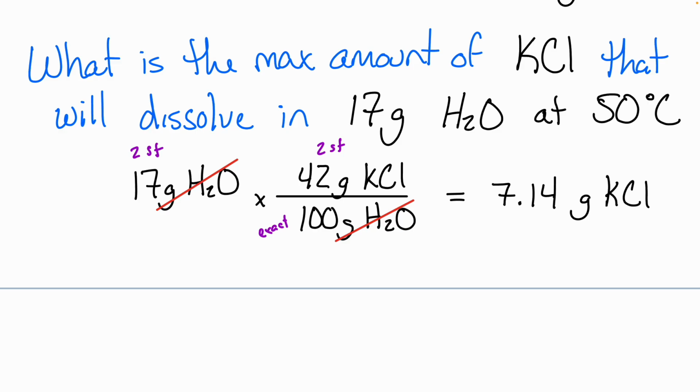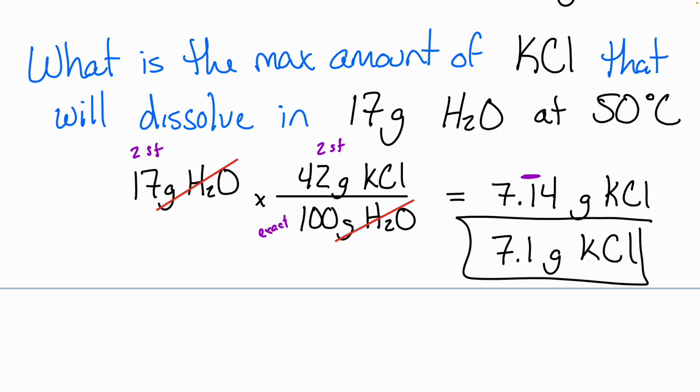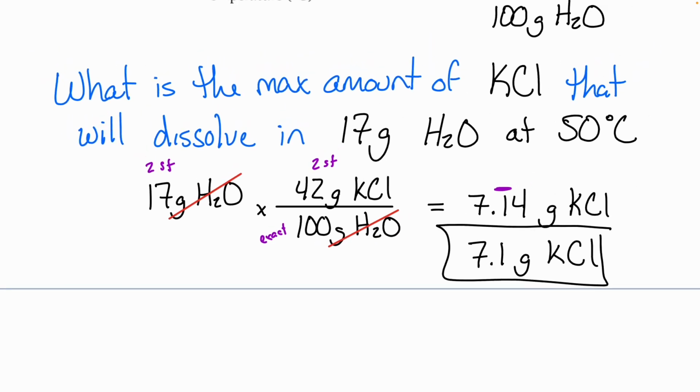So 2 sig figs and 2 sig figs, that's pretty easy. My answer should have 2 sig figs. So I'm going to do 7.1 grams of KCl, put a box around it, that's my final answer there. Okay?